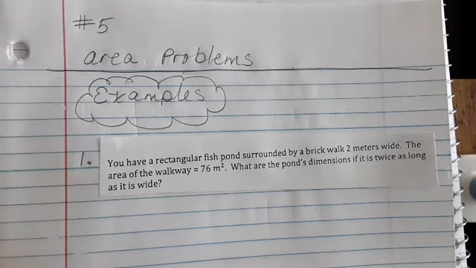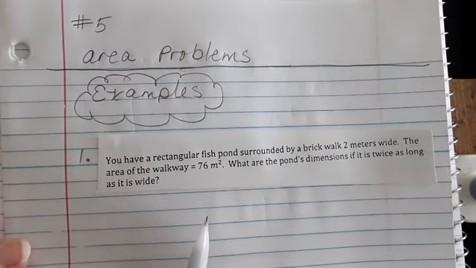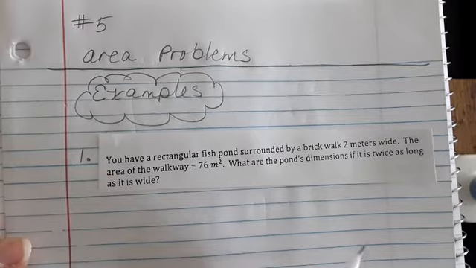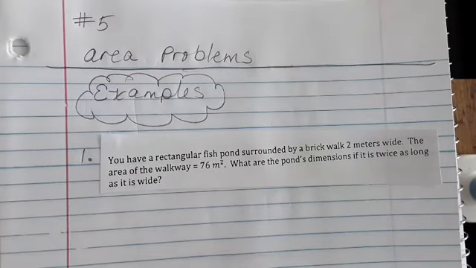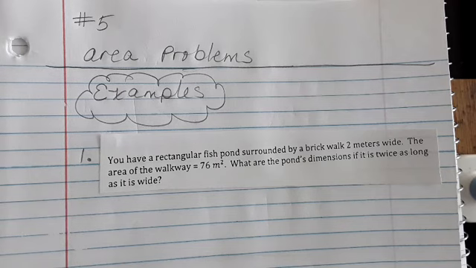Okay, so we're going to do area problems. Foiling is going to be involved in these. So let's take a look at the one that has a rectangular fish pond. When you do your setup, you don't need to necessarily do charts, but draw something. That's going to be your setup.